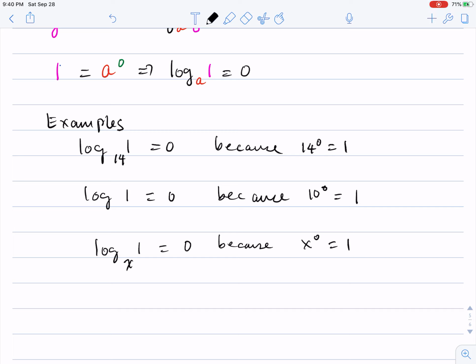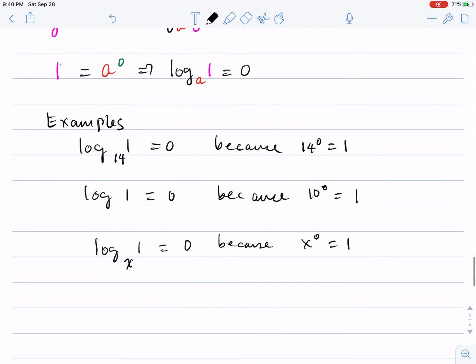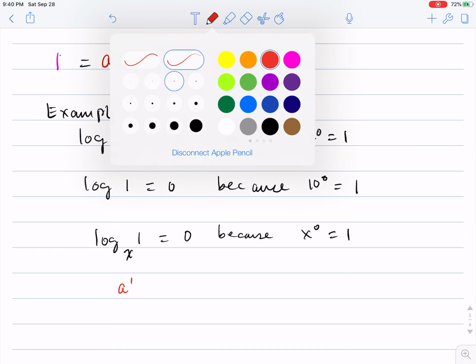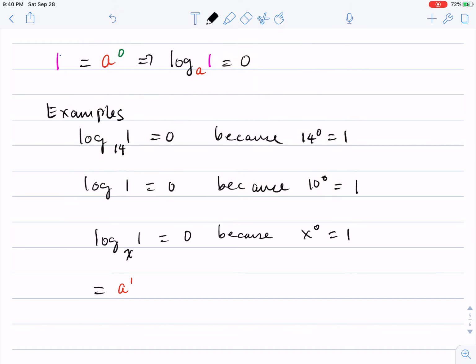The second identity is, paano naman pag a to the 1? A raised to the first power. So, a raised to the first power is equal to a, di ba? Exponent para natin ay kulay green.